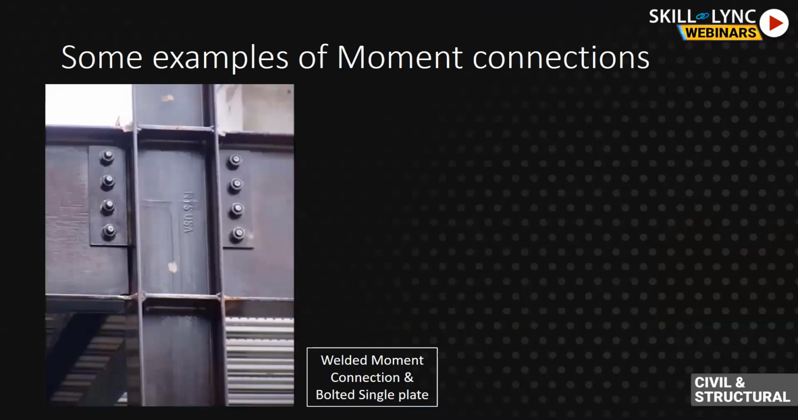Here on screen you have an example of a typical moment connection. Compared to the shear connection, please notice here that the flanges are welded to the column. The flanges have been connected to the column. So this aspect gives the connection the capability to resist the moment. The shear resisting ability has also been invoked because the web has been connected, but the salient feature of the moment connection is always going to be connection of the flanges to the column.